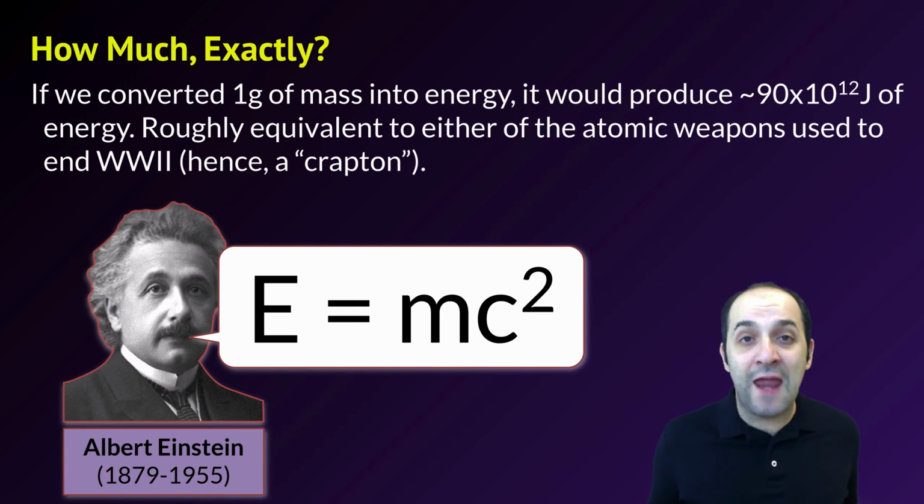Just to get a handle on how much energy we're talking about here, if you converted 1 gram of mass into energy, it would produce approximately 90 times 10 to the 12th joules of energy, which is roughly equivalent to either of the atomic weapons that were used to end World War II, which is why, of course, we like to use that term crap ton, right? It's just a crazy amount of energy that is produced through nuclear reactions.